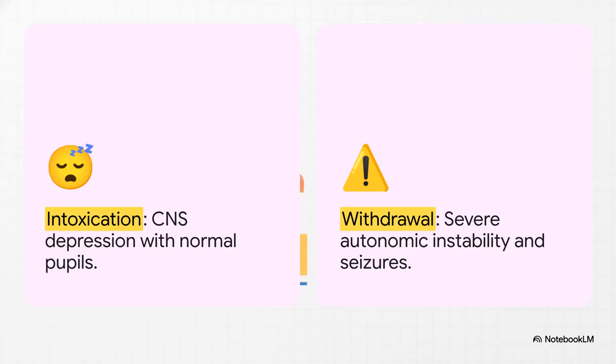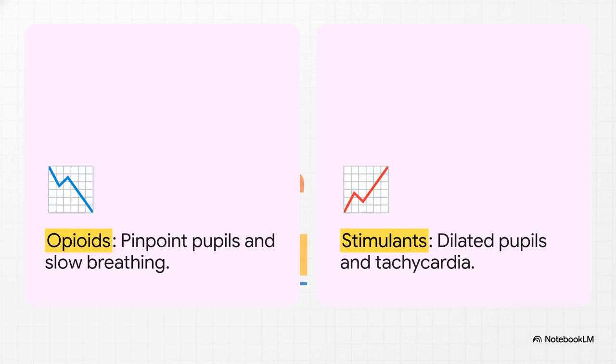Now, look at the sharp contrast here. With sedative hypnotic intoxication, you'll see profound CNS depression, but check out the pupils. They remain completely normal. Compare that directly to abrupt withdrawal, which triggers a massive autonomic storm, life-threatening instability, severe rebound anxiety, and seizures. It's like a physiological pendulum swinging to the extreme opposite. And this builds perfectly into our differentiator matrix.